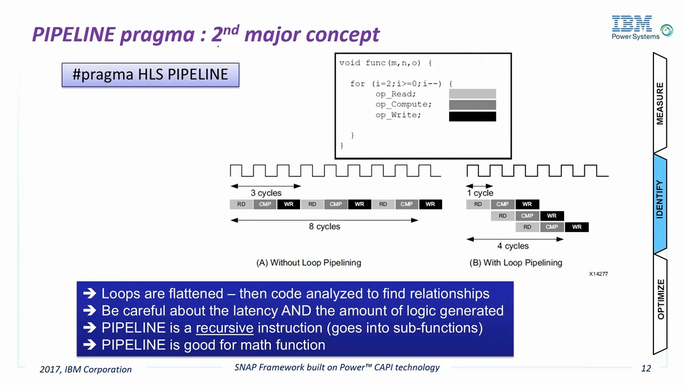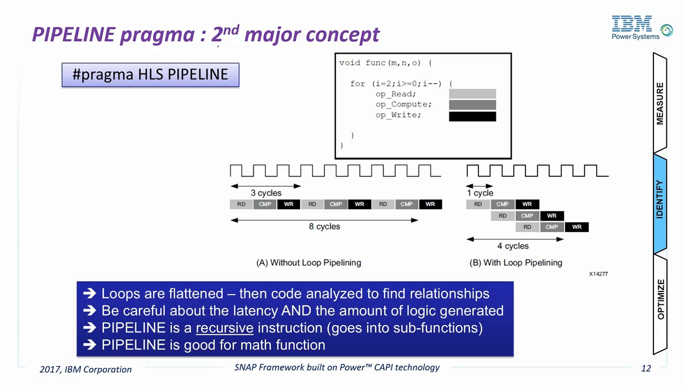A pipeline directive will first flatten the design, meaning unrolling loops, then look at the relationship between all variables and find which processing can be done before the end of another processing, to understand what can be parallelized or pipelined. In this example, the compiler with this pipeline instruction will understand that the next read can be done during the computation of the previous data. There is no reason to wait for completion of the full sequence.